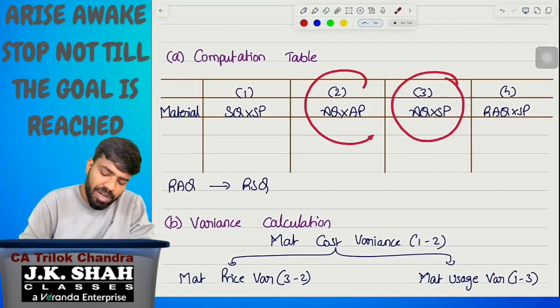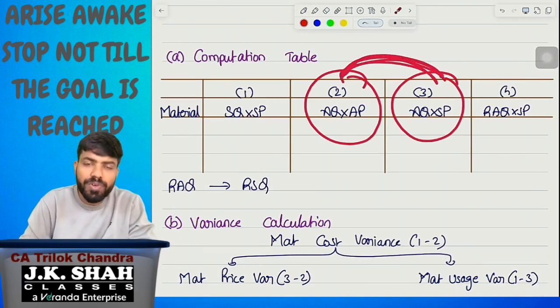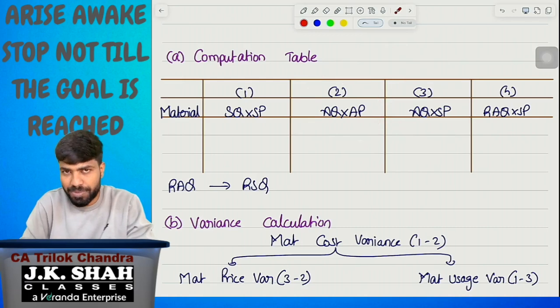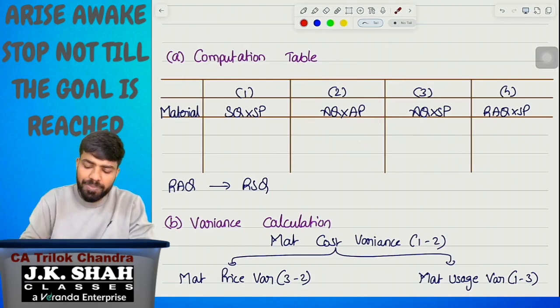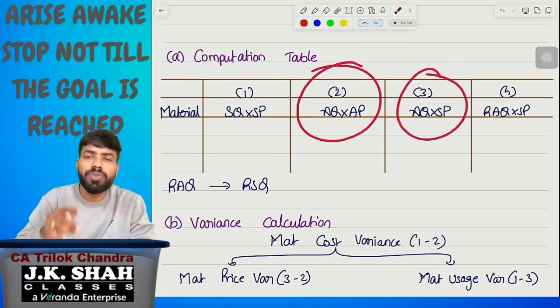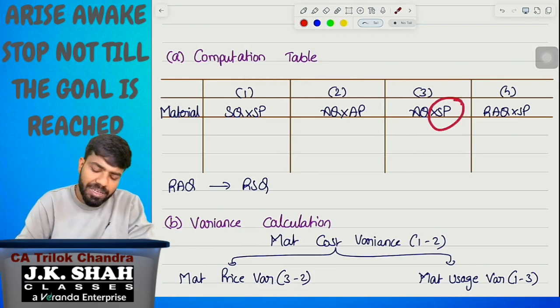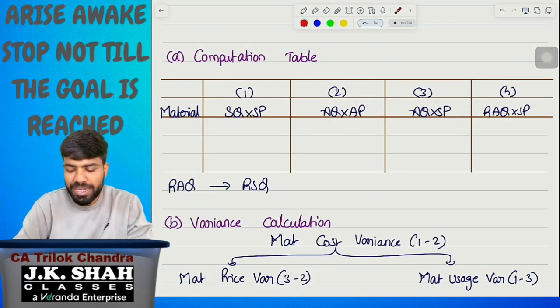Column 3 minus column 2. If you look at these two columns, which quantity are they using? Actual quantity in both the columns. The difference between column 3 and 2 is only because of price. In column 3, we are using standard price. In column 2, we are taking actual price. The difference, whatever we are getting, that is because of price variance.